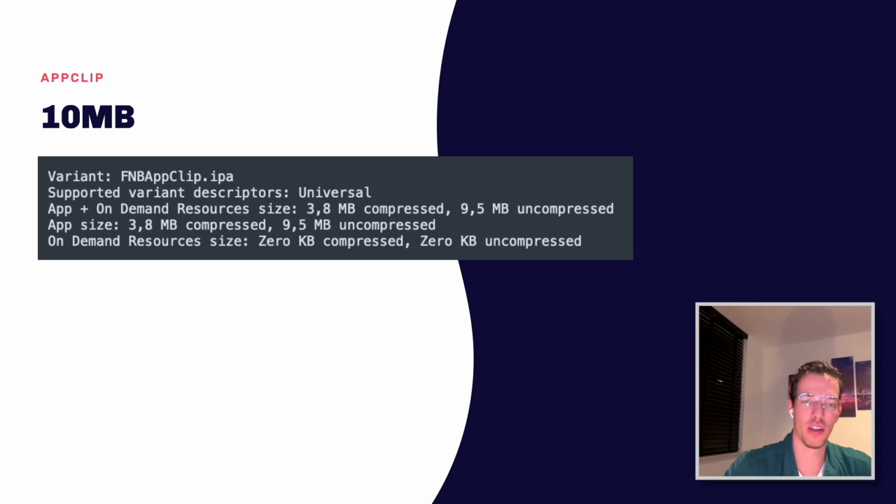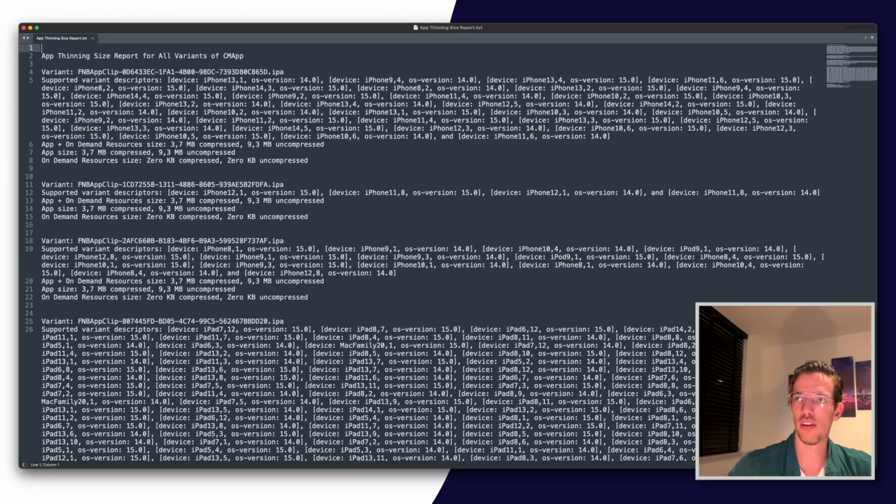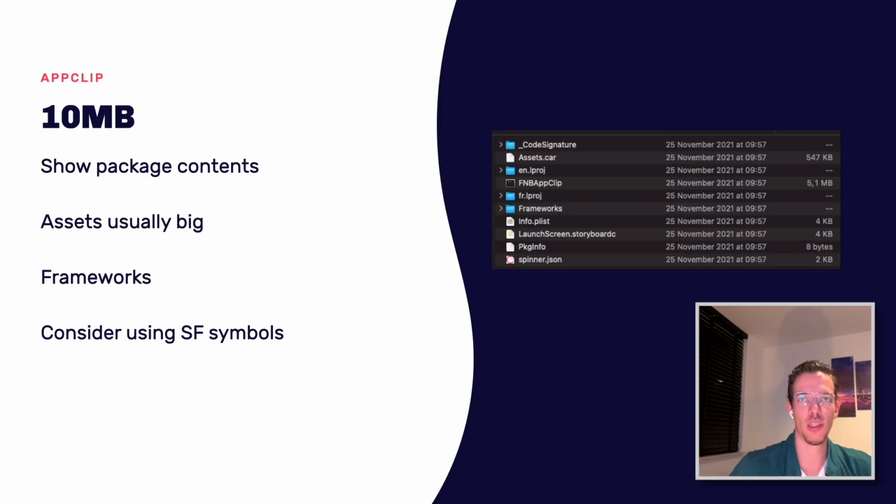But how can you reduce it? Well, when you open the apps folder, as you saw here, there's an apps folder. You can unpackage it. You see your IPA, and then you can show the content of it. And the two things that are usually the biggest, and where you can reduce size a lot, are assets and frameworks.